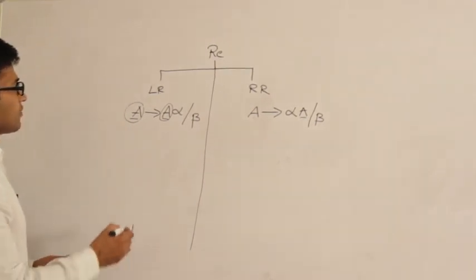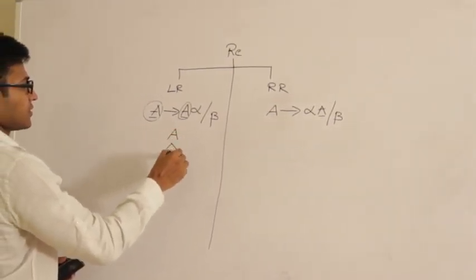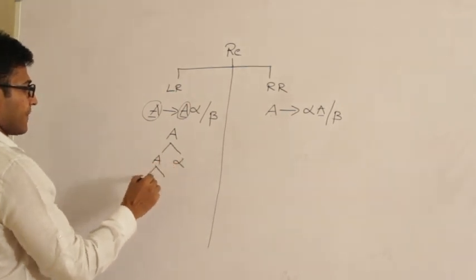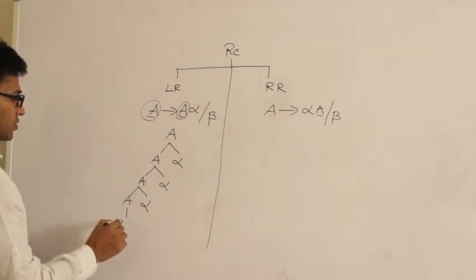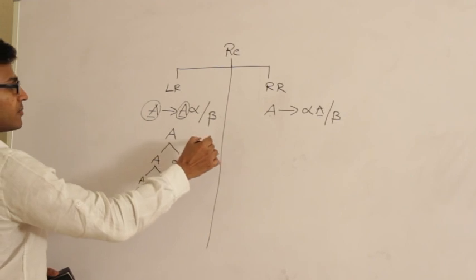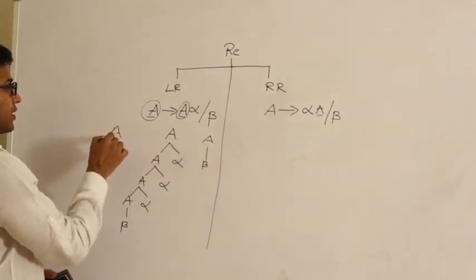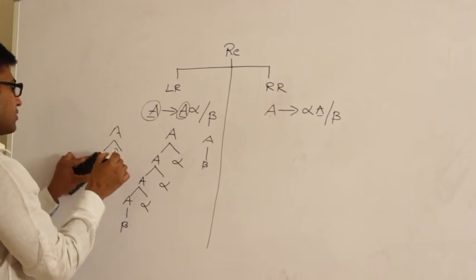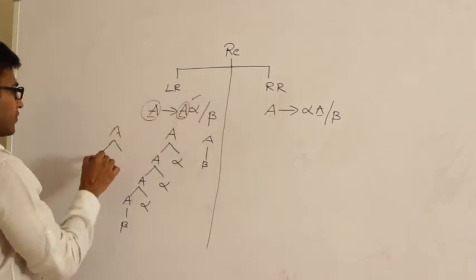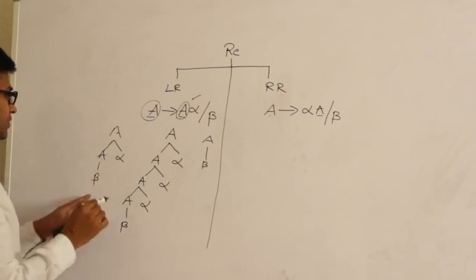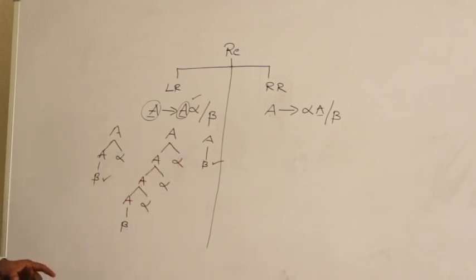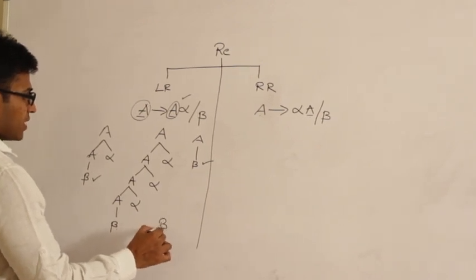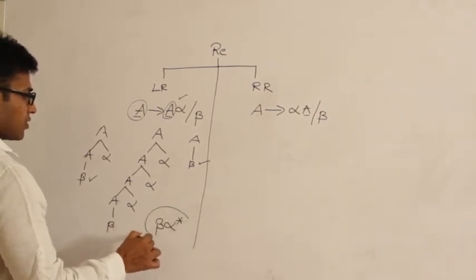If I have left recursion, the problem is this: A derives A alpha, A alpha, A alpha. If you want to stop it anywhere, you are going to stop with beta. Or you can directly derive beta. Or you can use A alpha one time, and then A derives beta, which means beta alpha. Only beta, or beta alpha, or beta followed by any number of alphas. Therefore, the language generated by this grammar is beta followed by alpha star, which means any number of alphas.